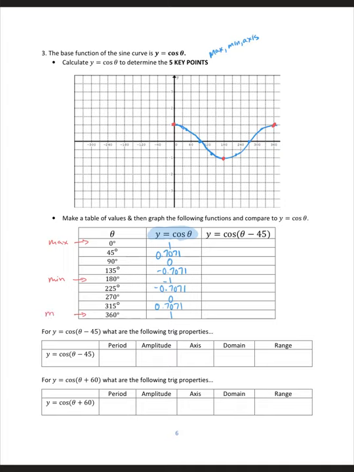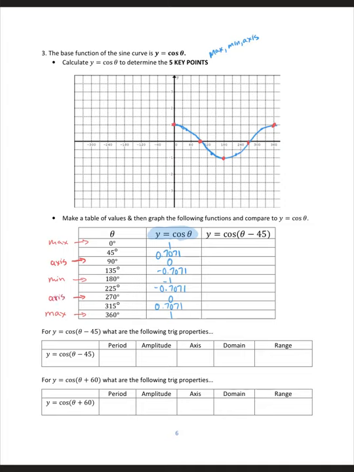So in this case, we actually hit our maximum twice. But we also have to see where our axis is. So our axis hits at 90 and at 270. So that's another key point. So here's our axis, and here's our axis again at 270.